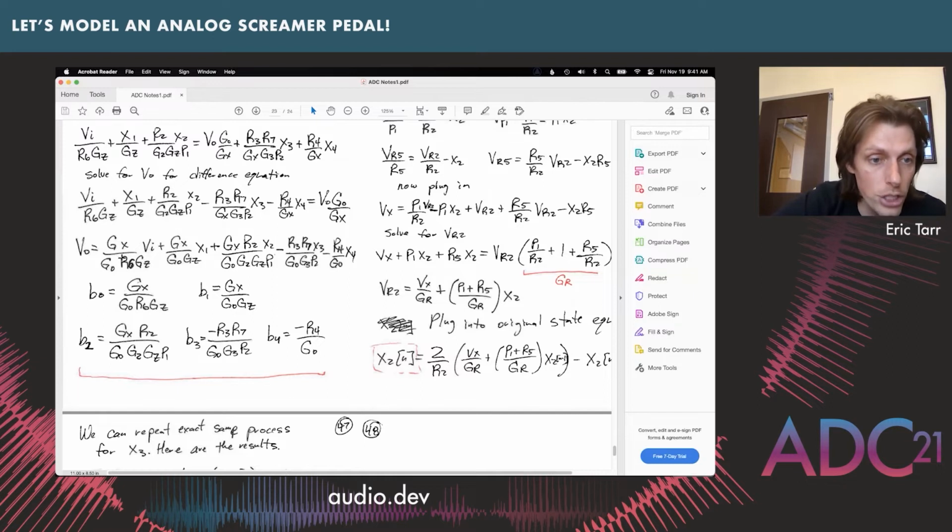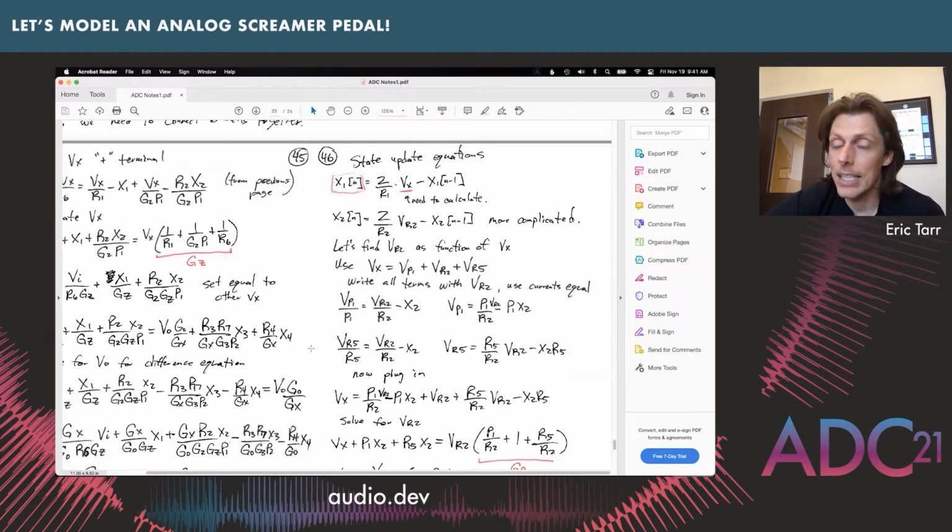This one I'll just call B0. This one over here I'll call B1. This one I'll call B2, B3, and B4. So these are ones that we'll want to calculate actually in our plugin here that we'll work on in just about 2 minutes.